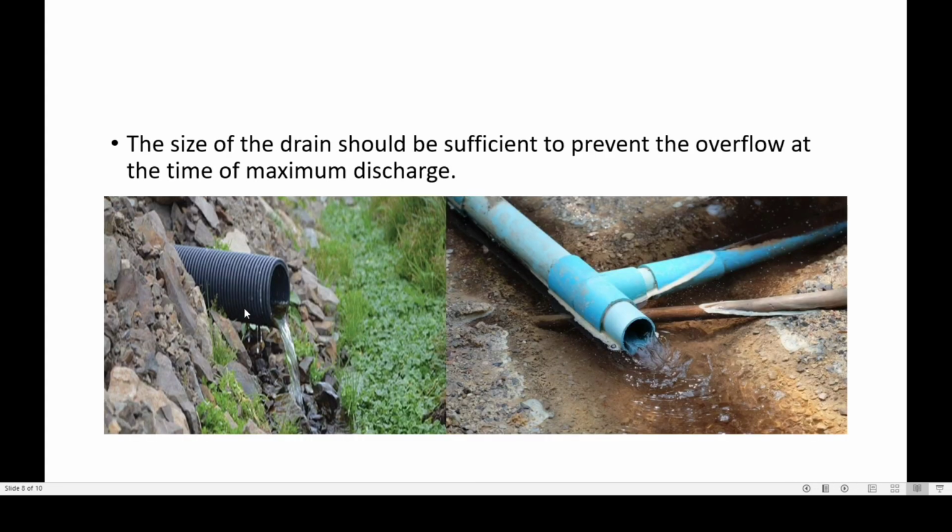Then another principle: the size of the drain should be sufficient to prevent overflow at the time of maximum draining. So ensure that the size of the drain used is sufficient to prevent the overflow, as you can see in our diagram.